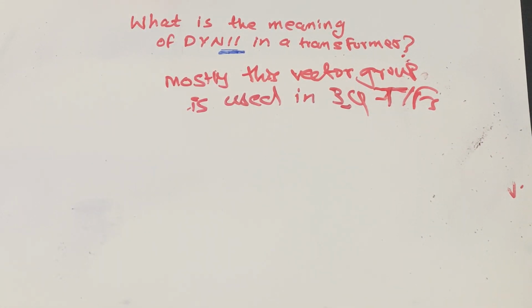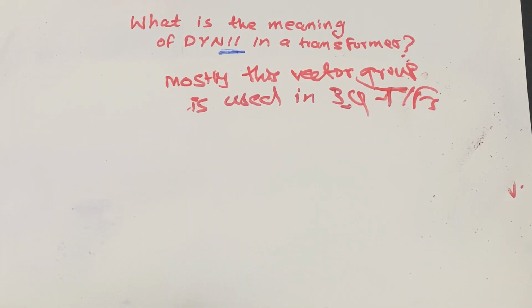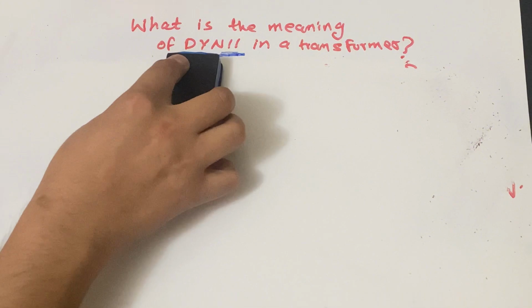You have studied, I think, star to star connection, star to delta connection, delta to star connection, and delta to delta connection. So these vector groups are used in every combination: star to star, delta to delta, delta to star, star to delta. So you should study those topics as well. Then your idea will be clear. This is a conceptual question, so that's why I am not going into detail.